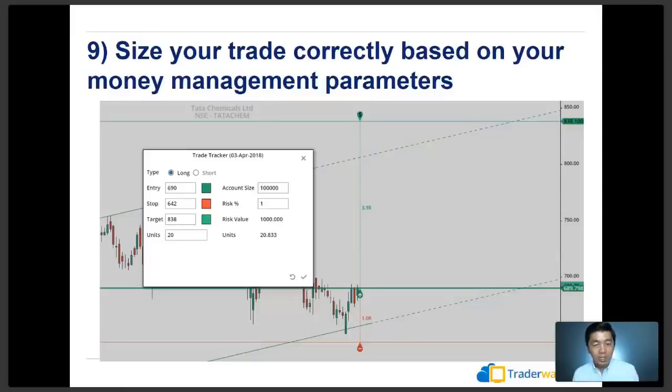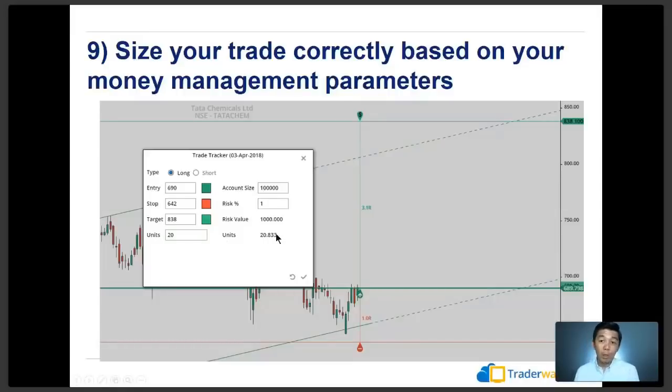All right, so in this case, for easy understanding's sake, let's just say I'm willing to risk 1% of my total capital on this particular trade. So I just input 1% here, and my total account size is 100,000. It will automatically calculate the number of shares that you can potentially buy to get into this trade, which in this case is 20 shares.